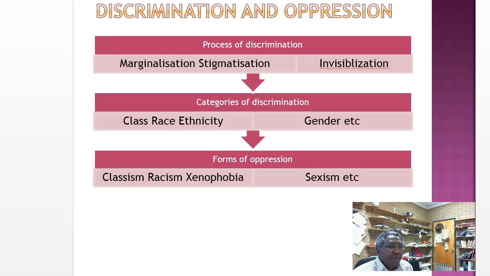This is just a further presentation of that, and you can see where marginalization or stigmatization or invisibilization of particular groups of people, made invisible, can lead to different categories of discrimination, whether that is things like class, race, ethnicity, or gender, which then leads to forms of oppression such as classism, racism, xenophobia, and so forth.